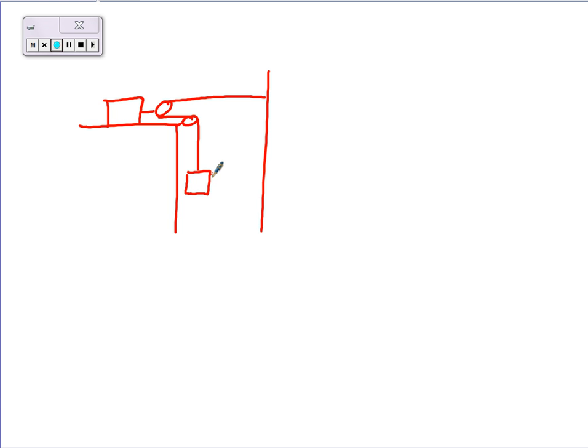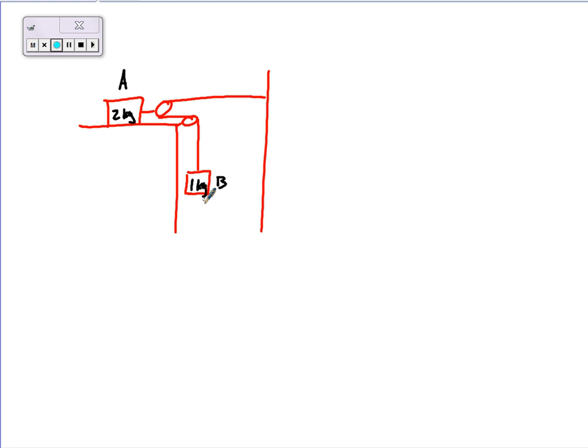So, the information we have: we're going to call the one on the table block A, and the one hanging down is block B. The mass of block A is 2 kilograms, and block B is 1 kilogram. Now the question is, what's going to be the acceleration of block A?